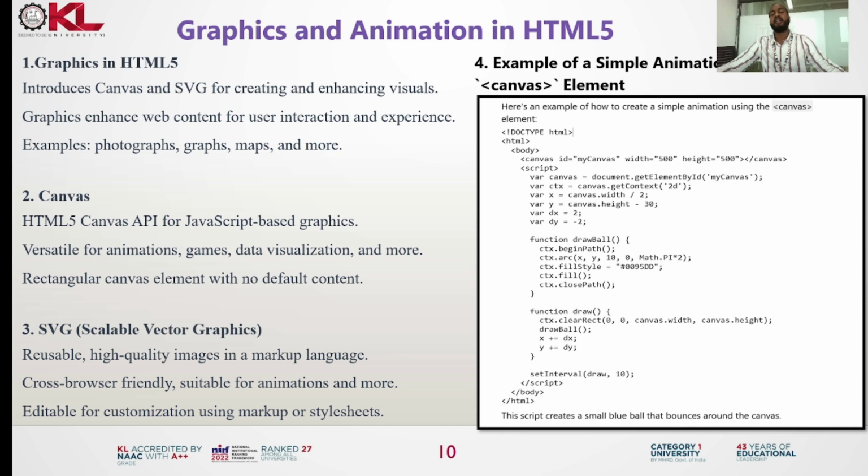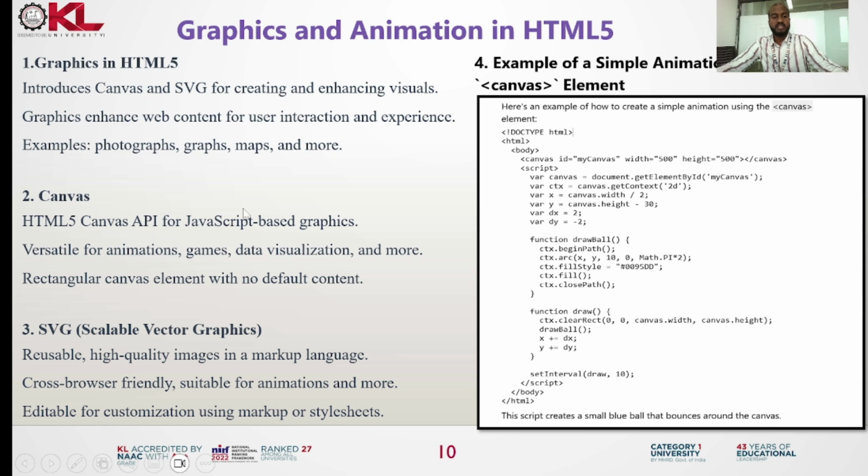Now, the next point is very important related to HTML5. One is geographical representation, which is very important. How we are going to take this is, you see here in this example, they are trying to explain with the help of the canvas element what it is going to do.